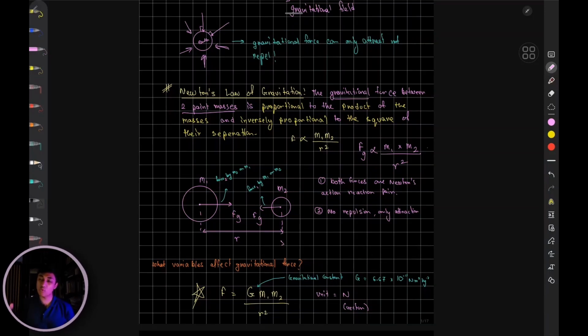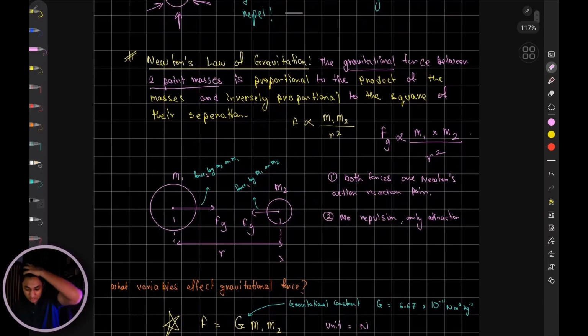It's going to be m1 times m2, that is the mass of Earth and the mass of the object, divided by the square of the separation between the center of mass of the object and the center of mass of the Earth. So that is how you can find what amount of force is exerted on every object.